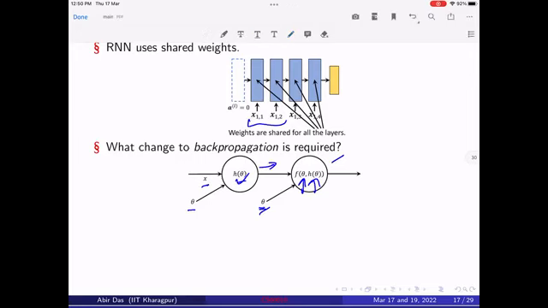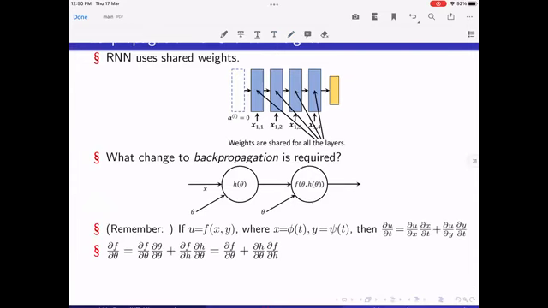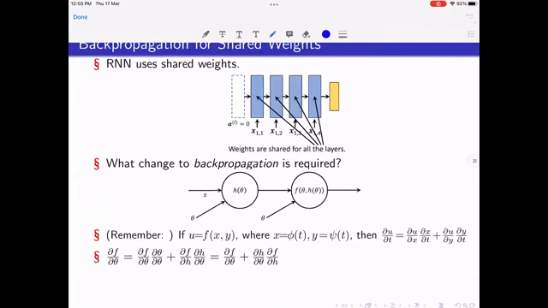Now, let's remember the rule we used in our backpropagation lecture. If u is a function of x and y, where both x and y are functions of some other variable t, then this is the formula for getting del u del t. So you just think that your f is the same here, x and y are your theta and h theta, and t is theta.